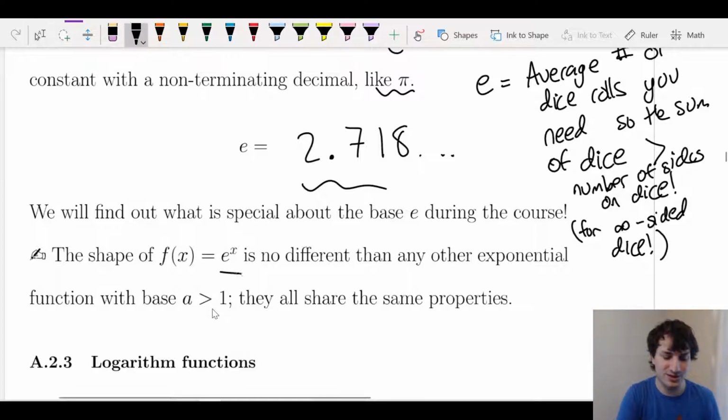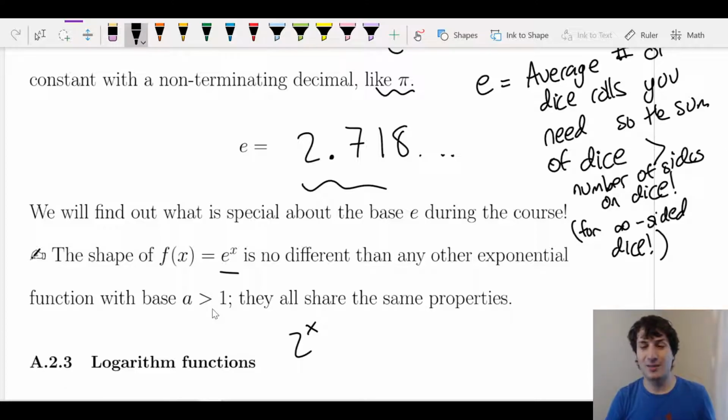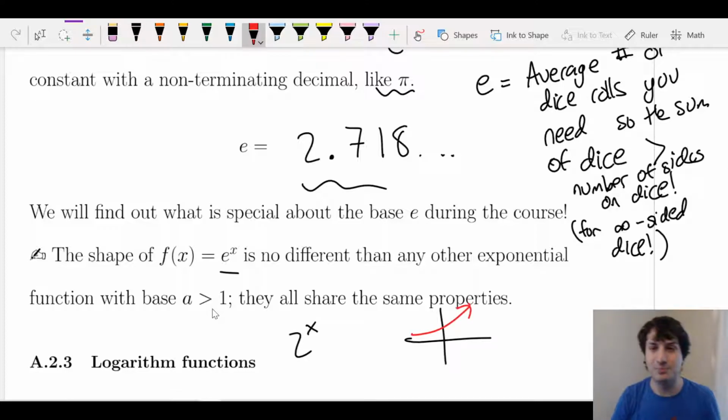The shape of the function e to the x is the same as 2 to the x. Anytime the base is bigger than 1, it's going to have the same shape, and e is no exception. So it looks like just the usual blowy up e thing.